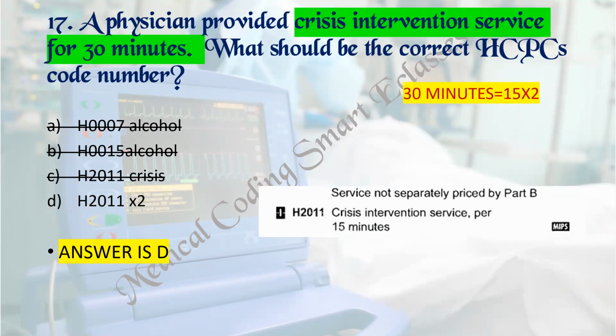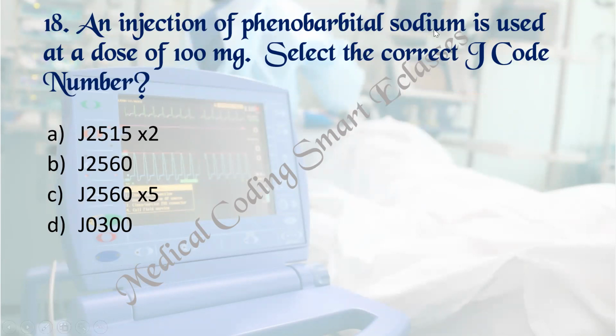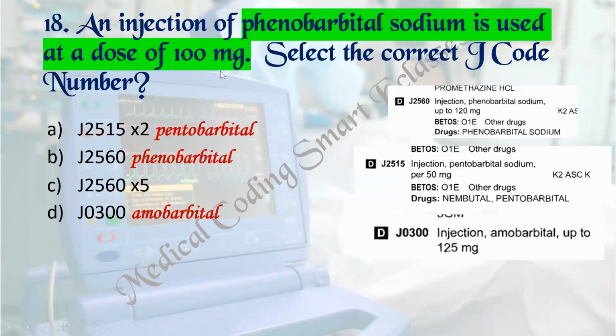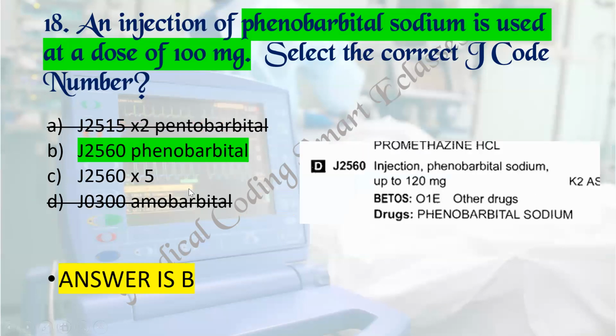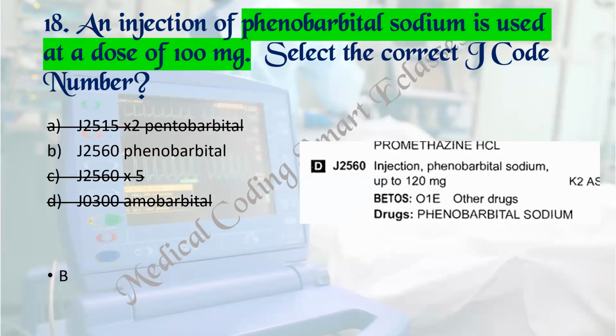Option D. An injection of phenobarbital sodium is used at a dose of 100 mg. Looking at this, 515 is pentobarbital, 560 phenobarbital, 300 is amobarbital. All are almost similar, all of them have barbital. But our question is phenobarbital. So option B and C. And it is 100 mg. J2560 is up to 120 mg. We can use the J2560. But our question is 100 mg. So no need to report into 5. So option B.